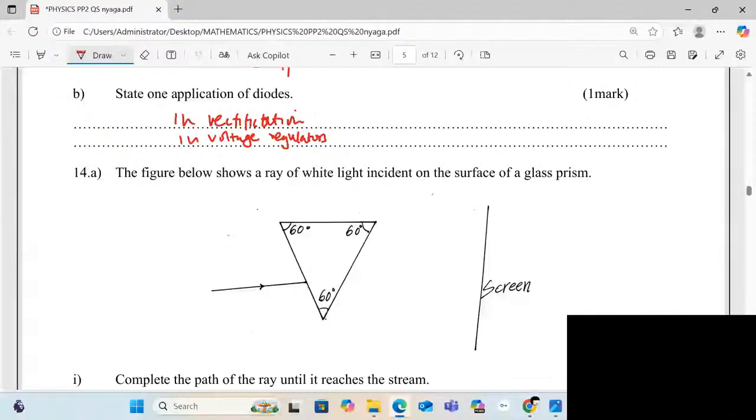We're going to proceed now to question 14, where you are given a certain ray of light and then this prism, and you are expected to show what will be falling on the screen.